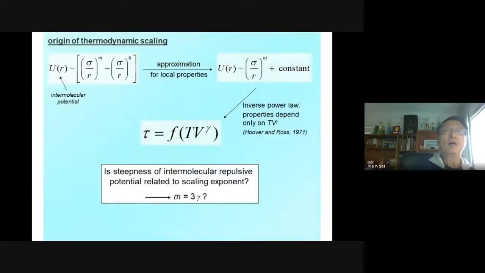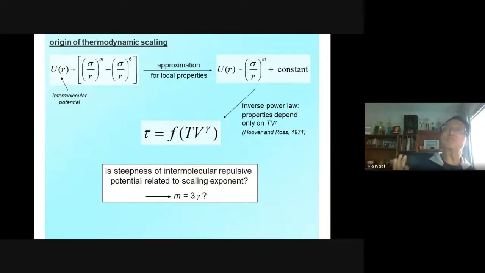Okay, now to understand better what is going on, this is the way to understand it. As I said, on the right side, you usually have your repulsive potential, like the right side on the top. Then you have the rigorous result by Hoover and Ross that tau is always a function of TV gamma. Always, and gamma is only 1/3 of the M at the bottom. You see the bottom, M equal 3 gamma. Always the case. This is rigorous.